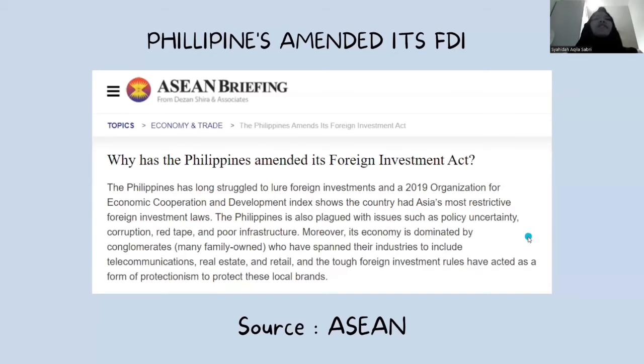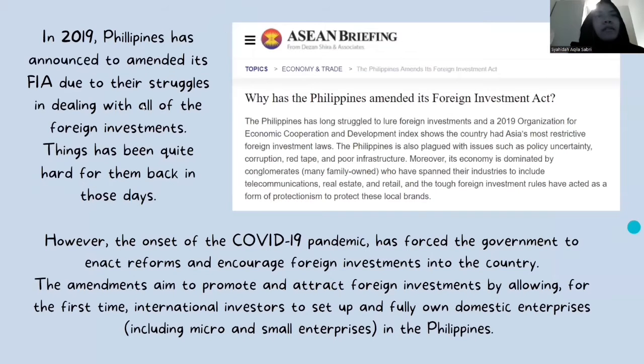Next. Oh, so we go to Philippines. When we talk about the Philippines, they recently amended their FDI, from 2019 to 2022. So in 2019, the Philippines announced to amend its FIA. FIA is the Foreign Investment Act, due to their struggles in dealing with all of the foreign investment. Before, the Philippines really struggled with all of this. And then things had been quite hard for them back in those days.